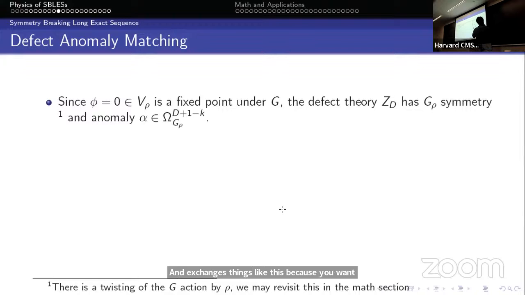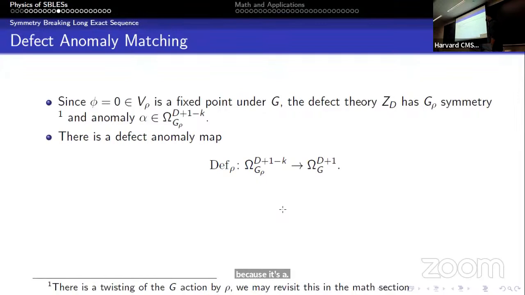So now I'm going to build this defect theory. It has a G symmetry and it has an anomaly, right? And the anomaly class is D plus one minus K now, just because it's a D minus K dimensional theory. What they find in the paper is that there is a defect anomaly map. So in fact, the anomaly on the defect maps into the bulk. Remember, this is what we started out with. It's a defect anomaly map.